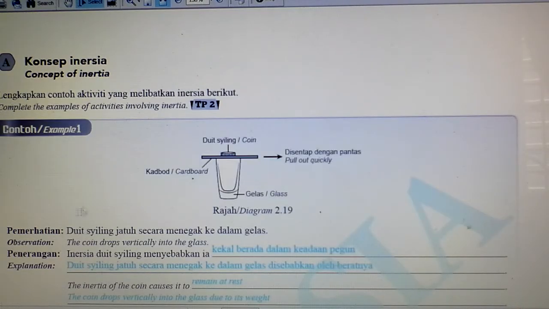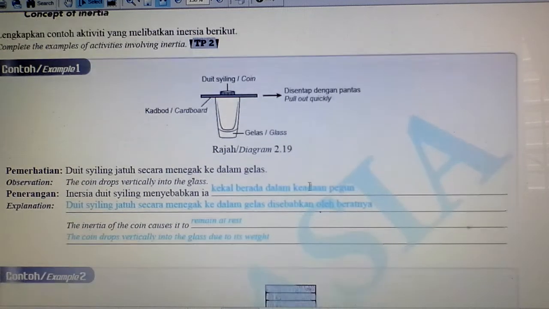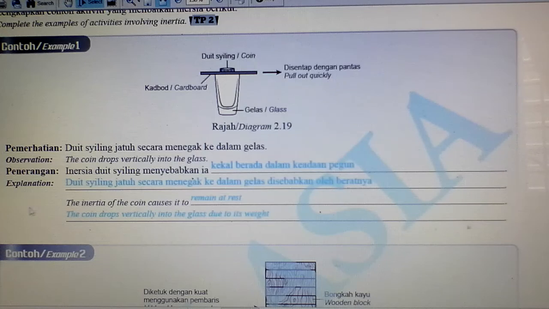For this activity, I've sent you the videos on this topic about using a coin, a cardboard and a glass. If you observe what happened when the cardboard is pulled out quickly, you can see the coin suddenly drops into the glass. It does not go together with the cardboard. So we want to explain this situation by using the inertia concept. Look at how the explanation goes.